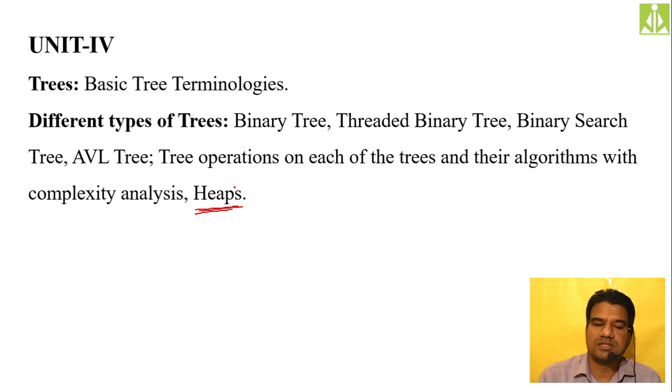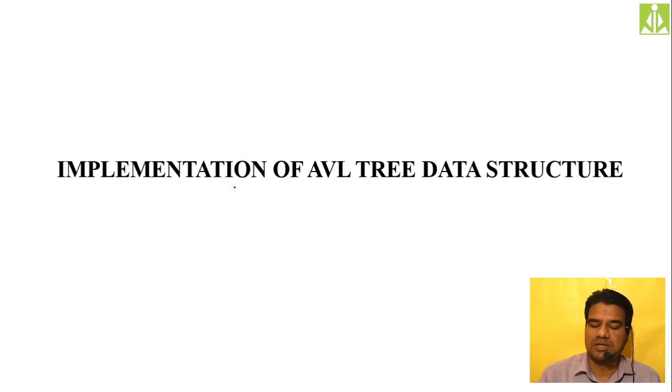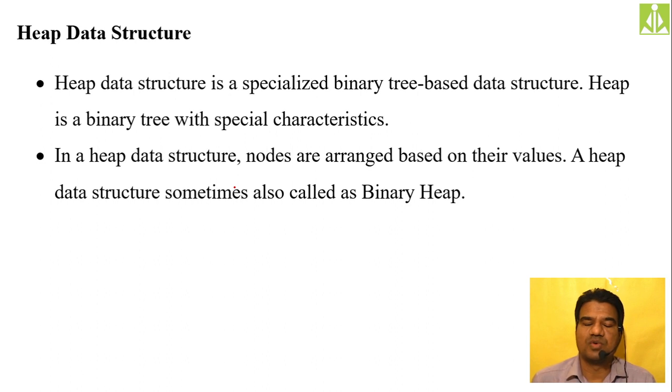So let's just start this heaps concept. What exactly is the heap data structure? It is a specialized binary tree based data structure. So it is also a tree data structure, and it is also a binary tree based data structure. What do we mean by binary tree based data structure? In the sense that the binary tree properties we have to apply on this heap. We said in a binary tree, every node can have a maximum of only two nodes. That means either it can have zero nodes, one node, or two nodes, not more than two.